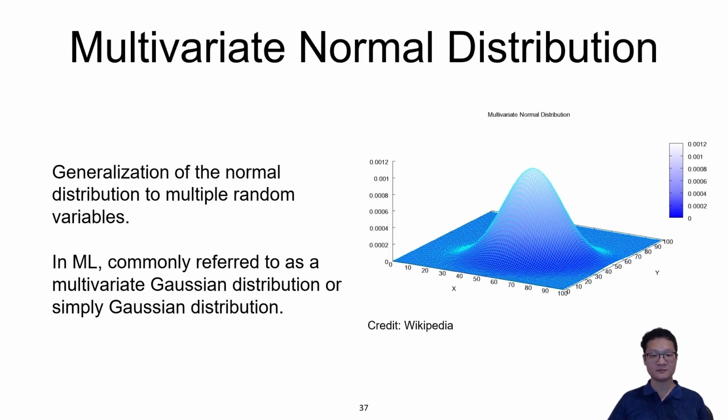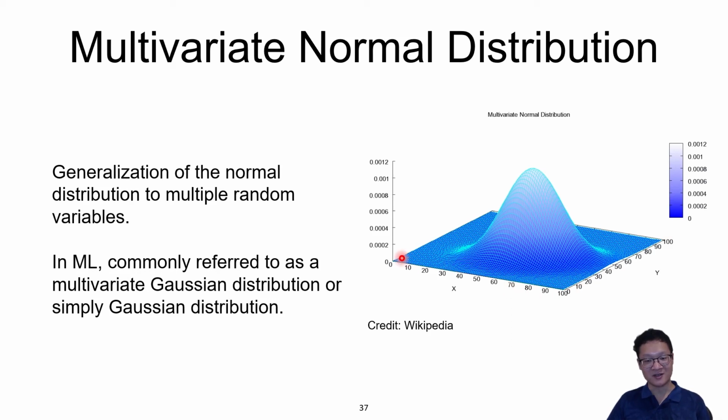So now the multivariate normal distribution. This generalizes the normal distribution to multiple random variables. In machine learning, we simply say Gaussian distribution. A lot of people say normal distribution, but in machine learning, people tend to say Gaussian distribution. And because everything has multiple variables anyway, we omit the multivariate. It's just Gaussian distribution, and it is always implied that there might be many variables.